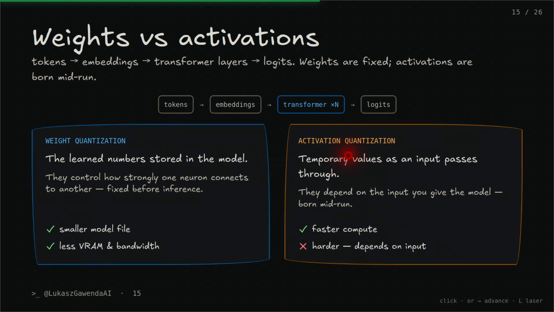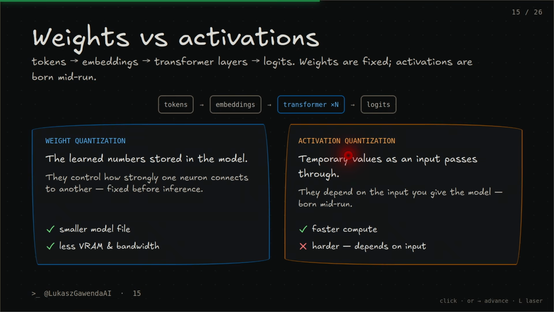And then activations are the temporary numbers produced as an input flows through the model. They change every time we give different inputs in the prompt, like in ChatGPT, what is the capital of France or England, and they only exist mid-run. So to quantize those, we speed up the actual math, but it's harder because they are different each time. So in VLM, you could see W8A8 or W4A4 and combinations of them.